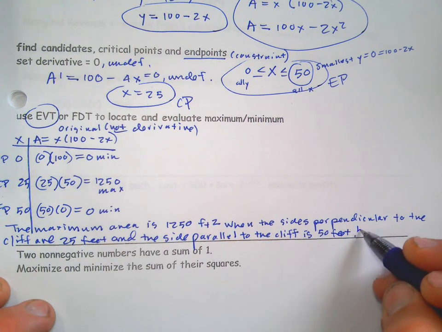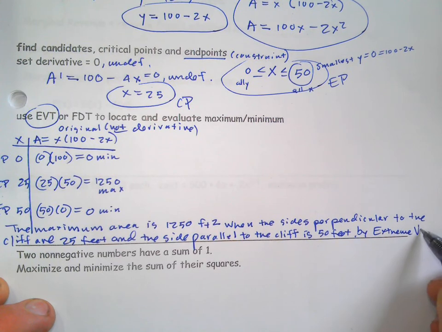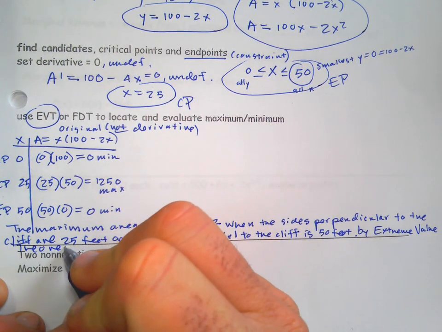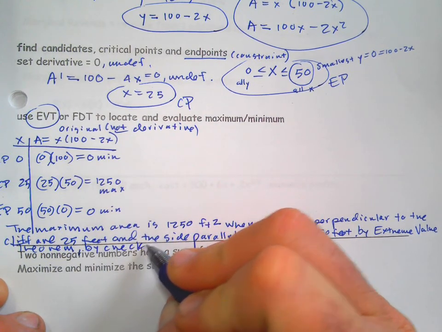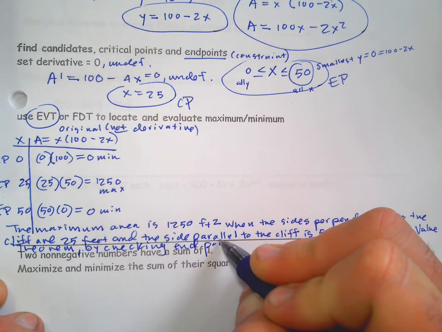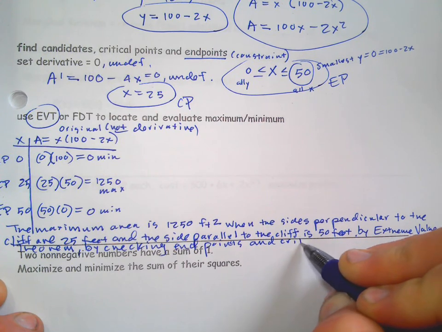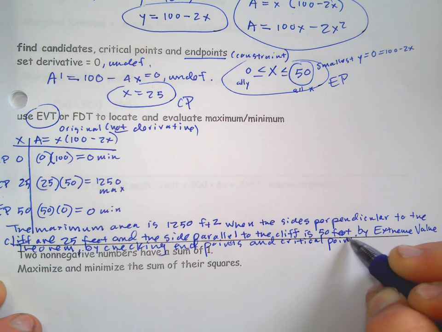So we're going to say by extreme value theorem, and then naming is not enough, by checking endpoints and critical points. Checking endpoints and critical points. So this is a good answer.